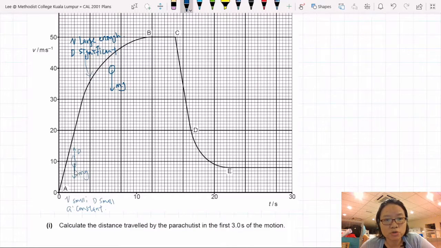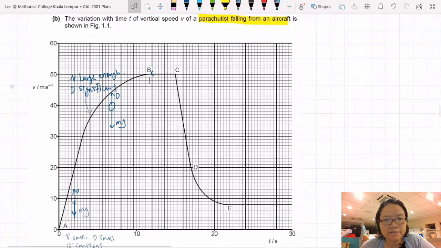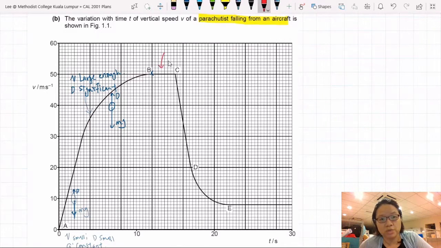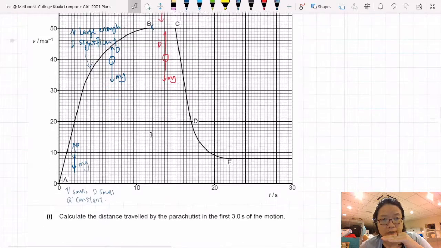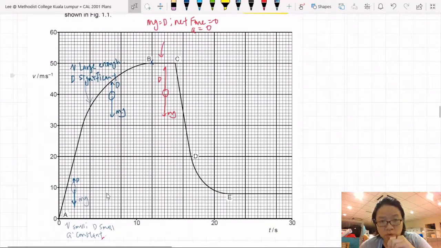If I draw mg like this, let's compare. You can see this D is quite small. Then D becomes bigger and bigger because the parachutist is falling faster and faster. D will increase until it's equal to mg. Once it's equal to mg, there is no way that it can travel faster anymore. Equilibrium, mg equal to D. So BC is what we call terminal velocity. When mg is equal to D, the net force is 0, so your acceleration is 0.